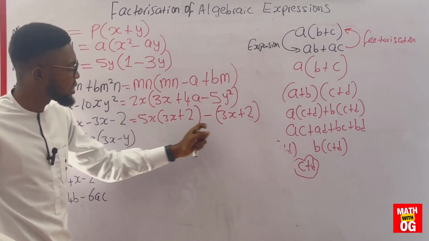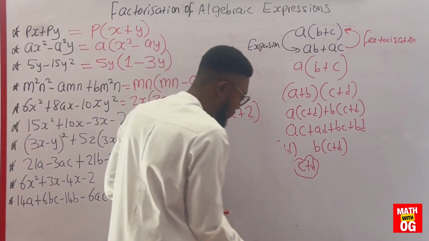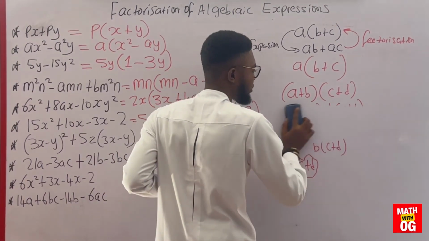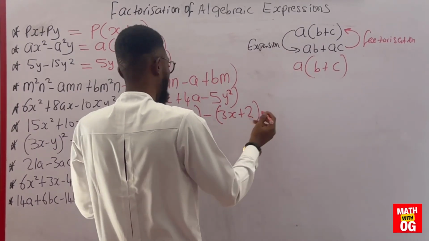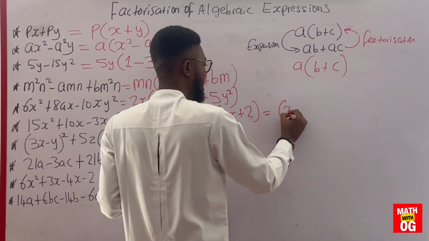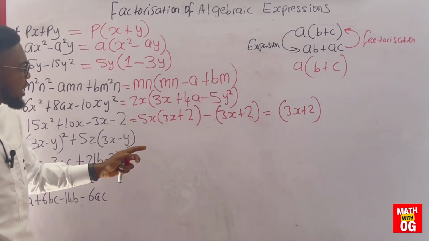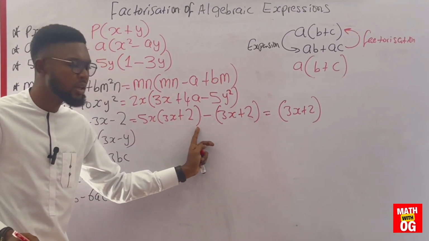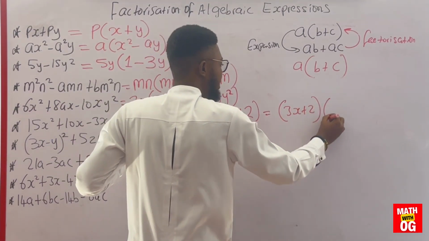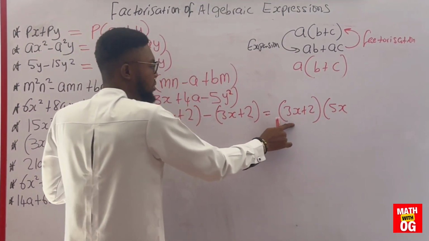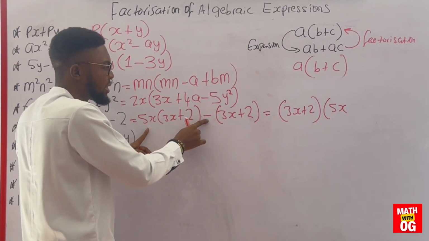Now what is common between this guy and this guy? You agree with me that 3x plus 2 is common between them. So we can factor out the 3x plus 2. If we do our math correctly, I'll be left with 3x plus 2 in one bracket. Now, how many times will 3x plus 2 go into 5x multiplying 3x plus 2? It will go into it 5x times. So I'll be having a 5x here. How many times will 3x plus 2 go into negative 1 multiplying 3x plus 2? It will go into that negative 1 times.